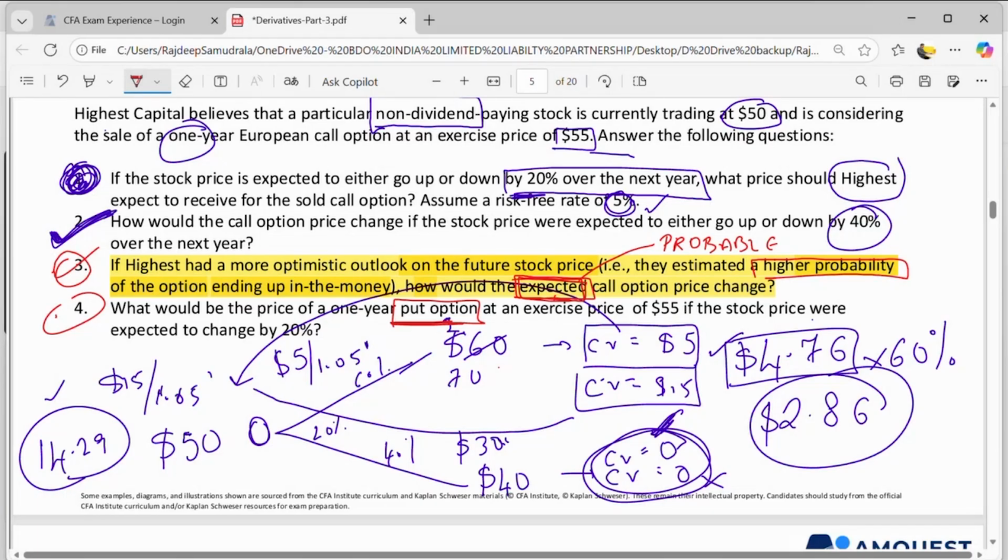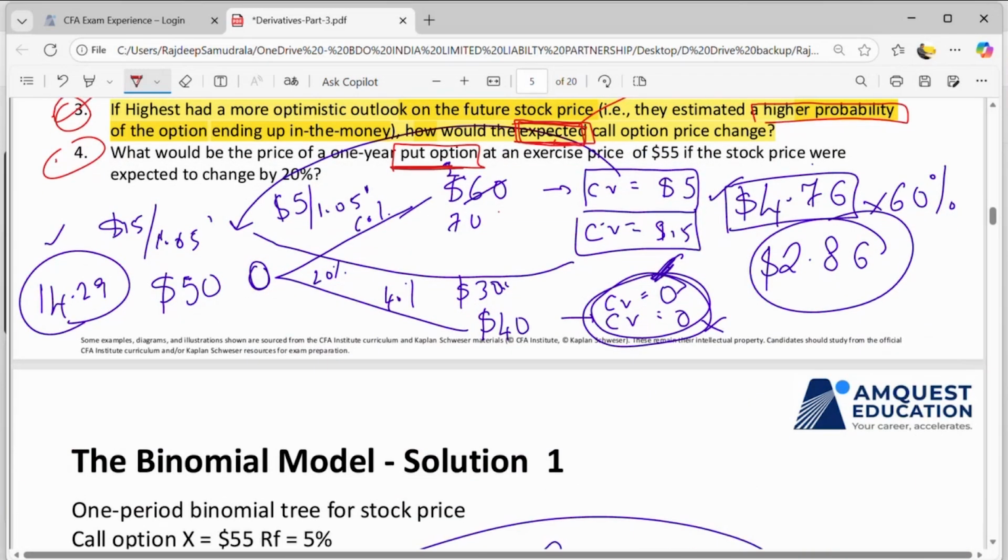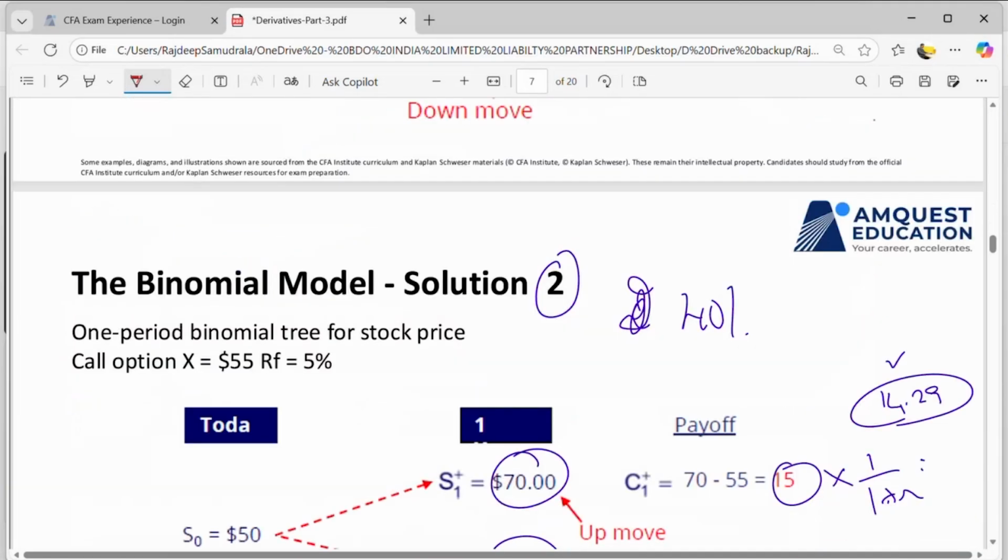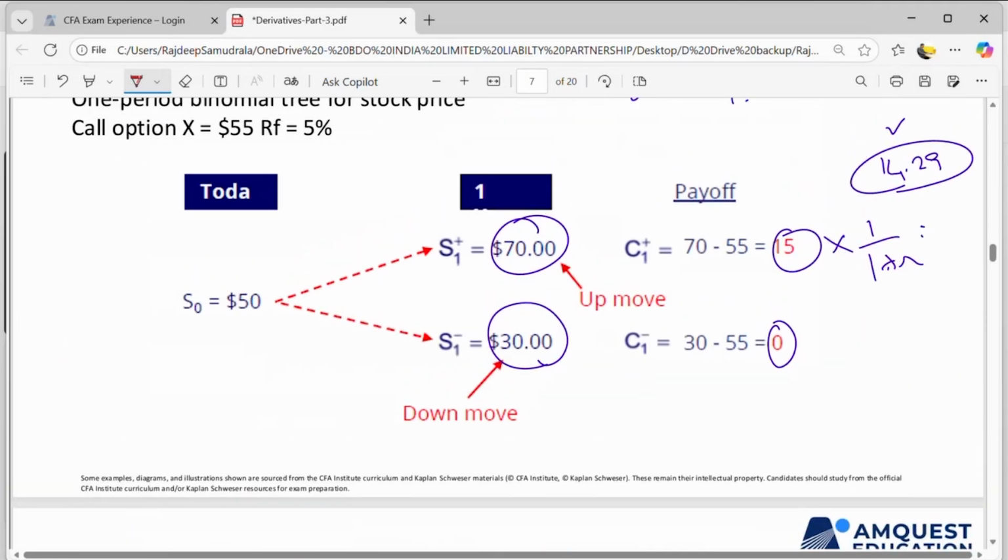Exercise 55, the price is 50. If it goes up by, don't say 10, take 20%. So if 50 becomes 60, it'll be 0, you're right. But if it goes down by 20%, then it is how much? Like 40, right? It will have 15 value. Correct. Very good. So 14.28 at 5% risk-free rate. Very good.